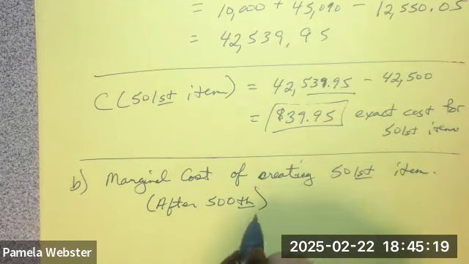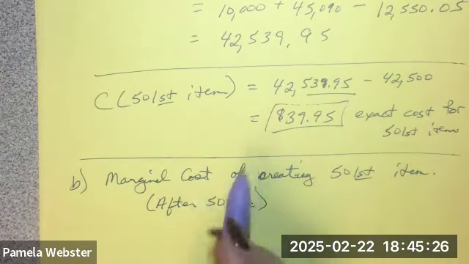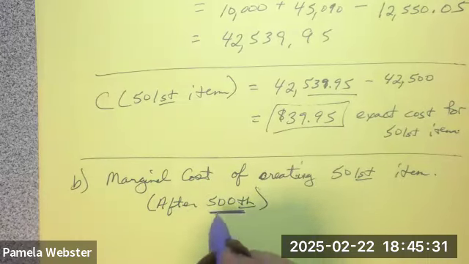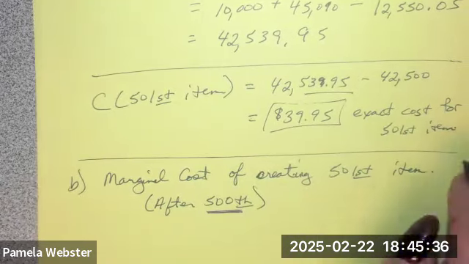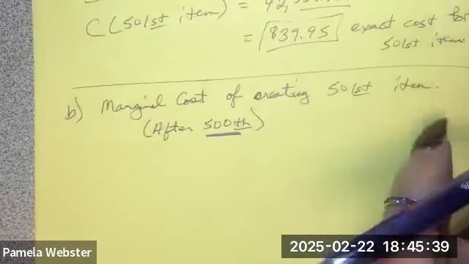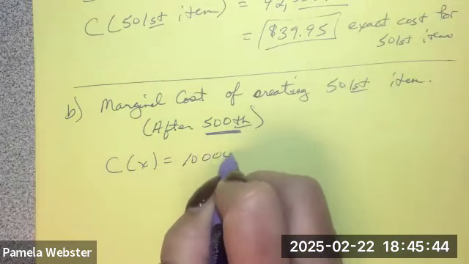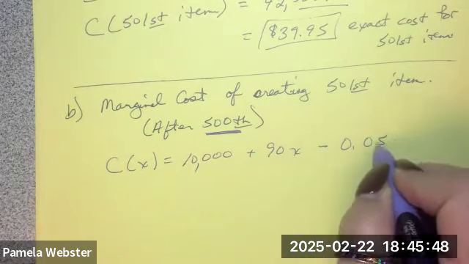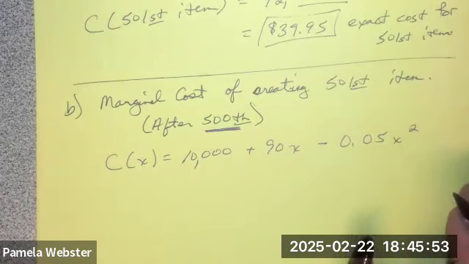Okay, so whenever we do this work, we're going to be plugging into our derivative, because we said marginal cost and derivative were going to be the same. We're going to be plugging in the 500. That will give me the cost for the next item, the next guy, which is the 501st guy. Okay, so let's go back here. C of x equals 10,000 plus 90 times x minus 0.05 times x squared. Okay. That was my original cost function.